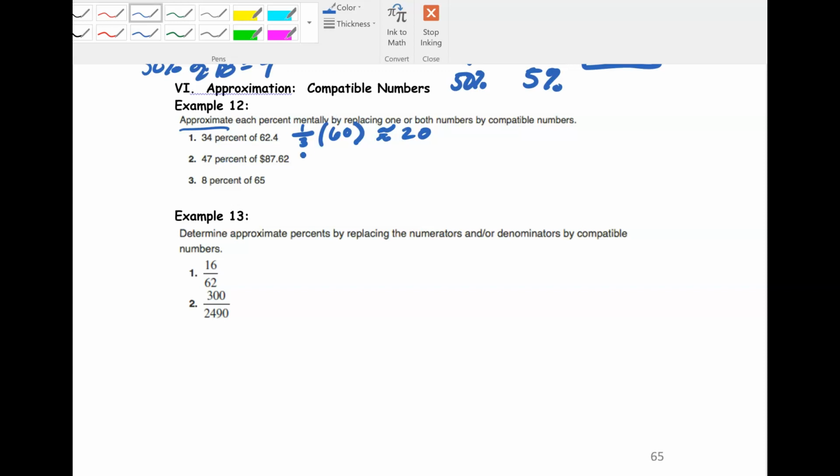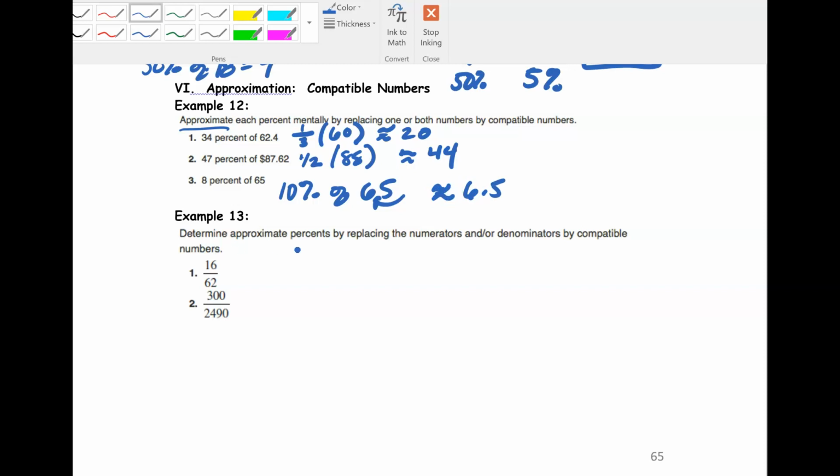47% is really close to 50% or a half. So I would just do half, and then I'd round this number to a number that I could easily chop in half. So maybe 88 might be a good option. So 44. You could certainly say 90 and do half of 90. 8%, I would probably just round that to 10% of 65, which means I just move the decimal 1 in, and so that's 6.5 approximately.